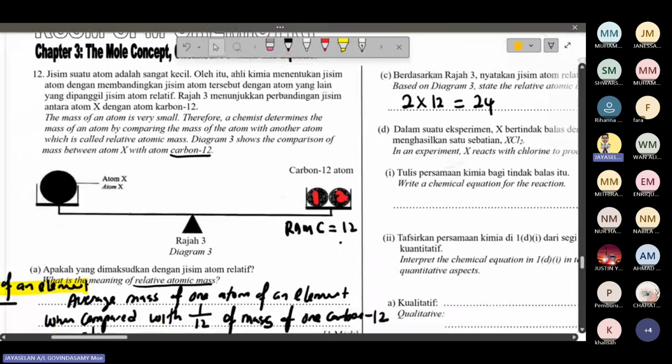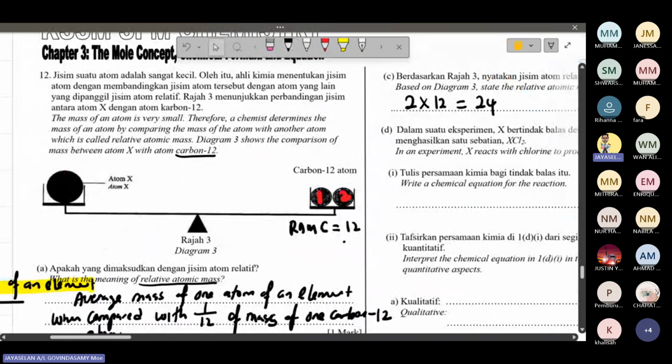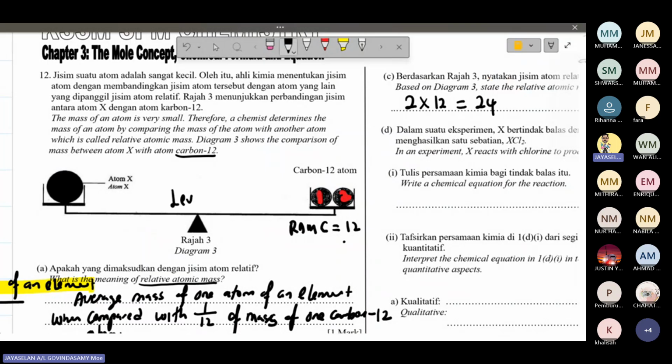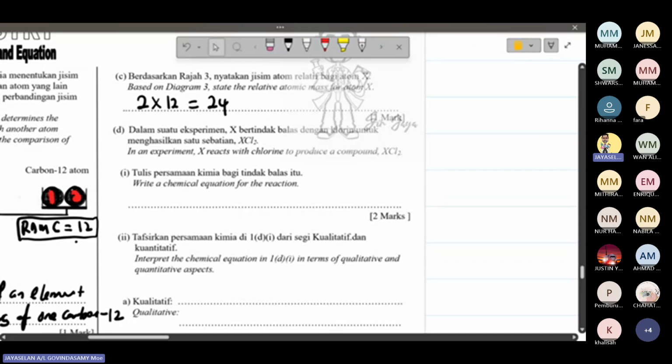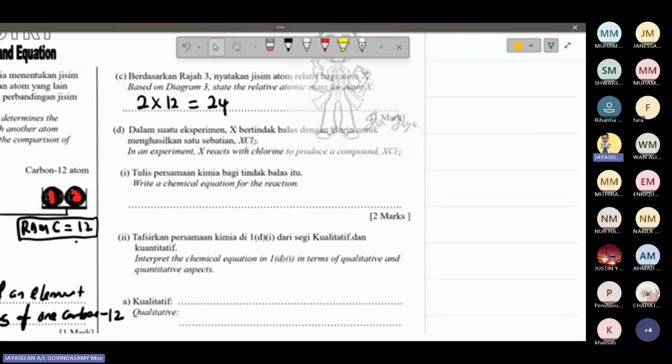When you get 24, then only the equation balances. The balance level is balanced. So the level balances when we have 2 carbon atoms and 1 atom X, divided into 12 pieces. Therefore the RAM of carbon is 12 for 1 atom. We have 2 atoms, right? So 2 times 12 is 24. So you already score 1 mark. Any question? If 3 atoms, multiply by 3. 4 atoms, multiply by 4.